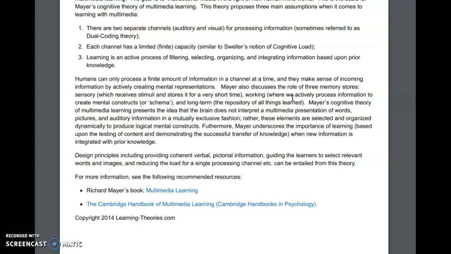These types of information and the presentation of that information have to be selected and organized dynamically in order for it to make logical mental constructs for the people learning the information.